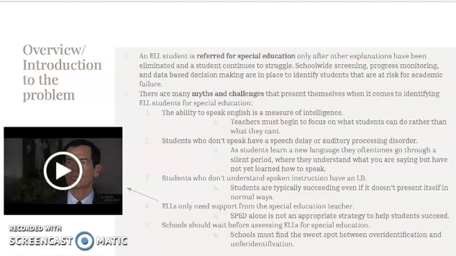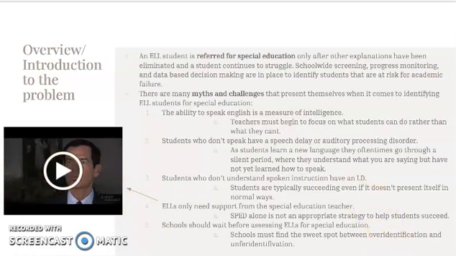The third myth is students who don't understand spoken instruction have a learning disability. Students are typically succeeding even if it doesn't present itself in normal ways. ELLs only need support from the special education teacher. Special ed alone is not an appropriate strategy to help students succeed and is spoken about further in this video on the left.